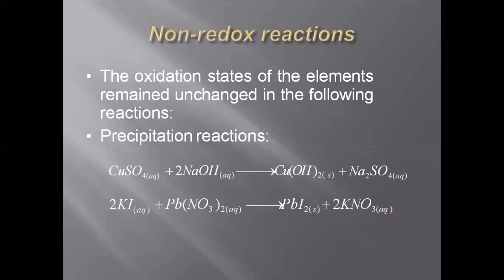Clear? Let's take one more example of a different type of non-redox reaction. That one is the precipitation reaction. What is a precipitation reaction? The oxidation state of an element remains unchanged in the reaction, but there is a difference: one product gets precipitated. Precipitated means it gets deposited in the form of a powdery thing at the bottom of your test tube. If you do the reaction, after a point of time your compound will precipitate and settle down at the bottom of the test tube. That is known as a precipitation reaction.